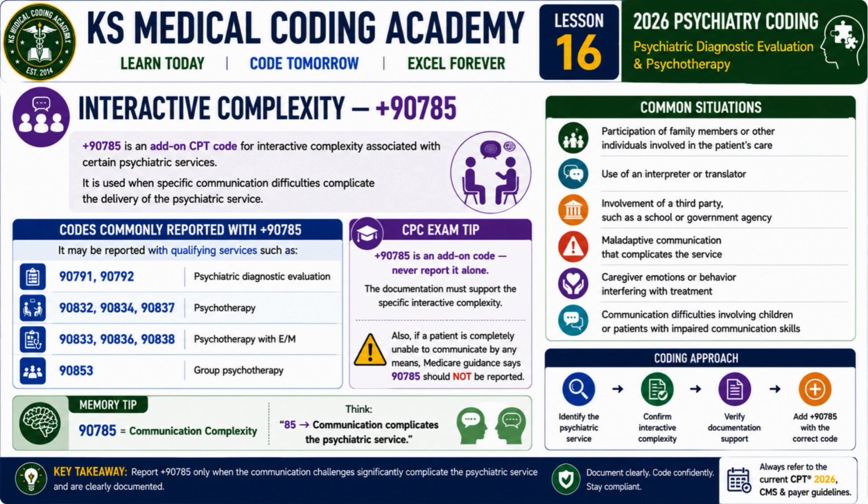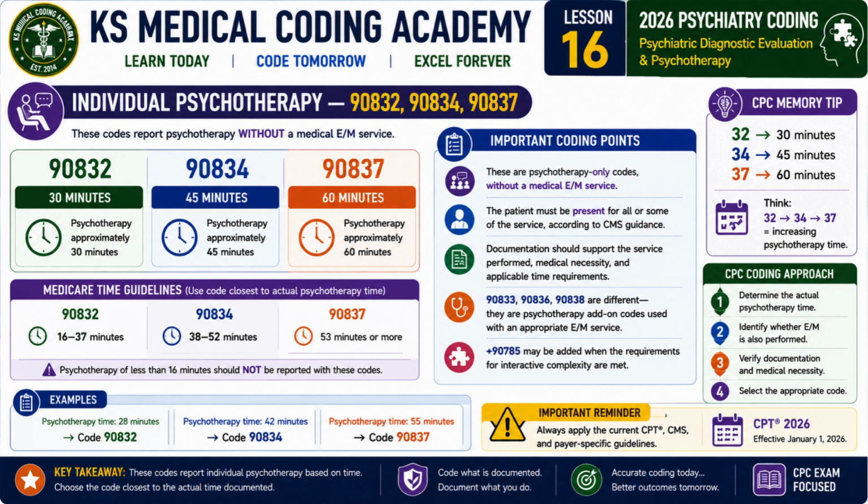Here is an easy memory tip: 90785 equals communication complexity. For the exam, remember the sequence: identify the psychiatric service, confirm interactive complexity, verify the documentation, and then add plus 90785 when appropriate. Always apply the current CPT, CMS, and payer-specific guidelines. Now, let's move on to individual psychotherapy codes. Now let's look at individual psychotherapy codes 90832, 90834, and 90837. These codes are used for psychotherapy without a medical E/M service.